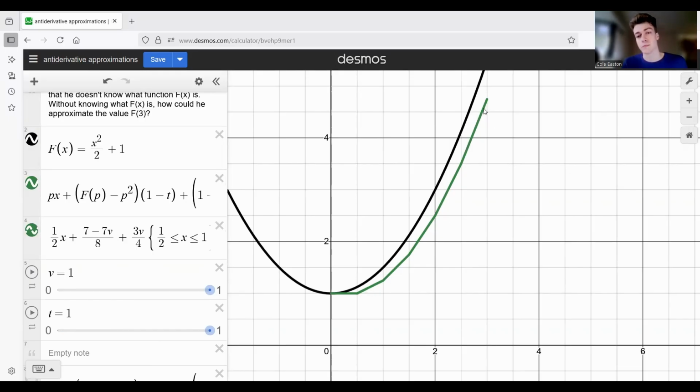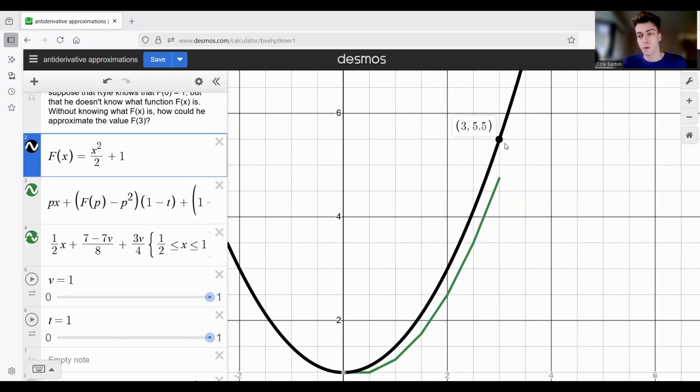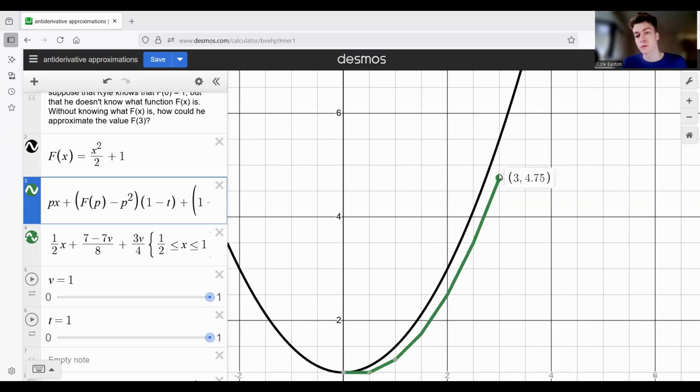And using this approximation that we constructed, we have a guess that big F of 3, right, is about 4.75. And how close is that? Well, we see that actually our big F of 3 is 5.5. So we were a little bit off. We were off by 3/4.